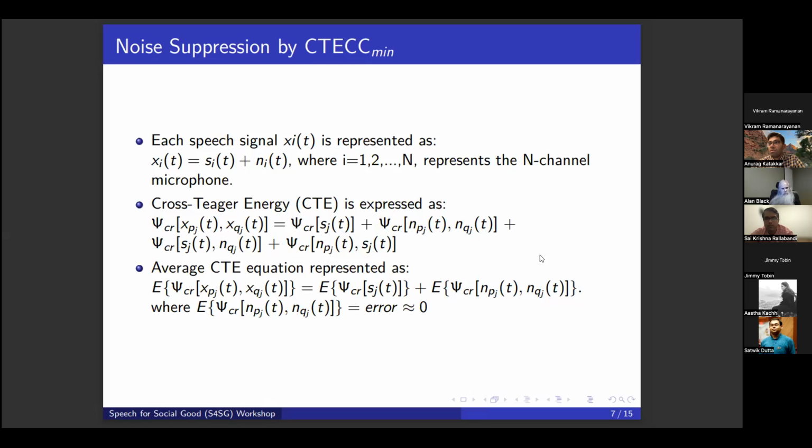However, the main component of the CTECC minimum is the noise suppression part. CTECC is found to suppress the additive noise, due to which it can capture the linguistic information properly in the speech signal.